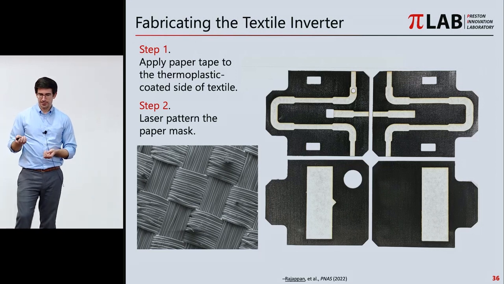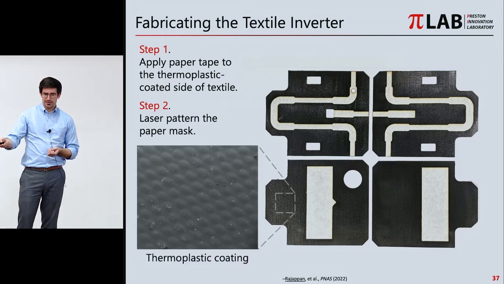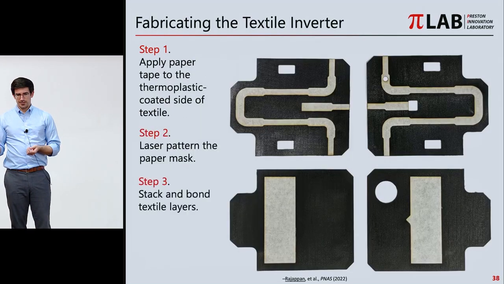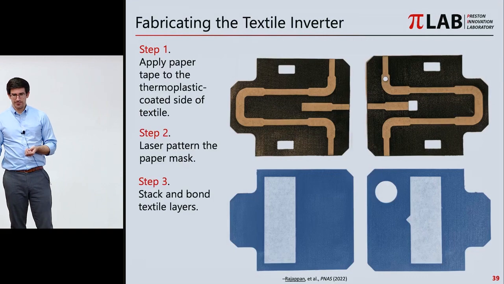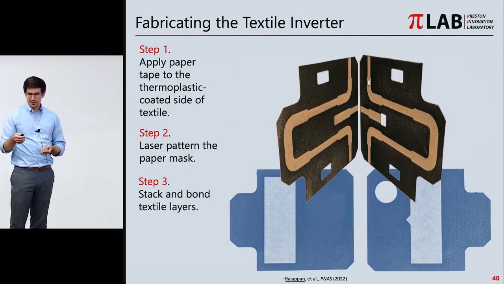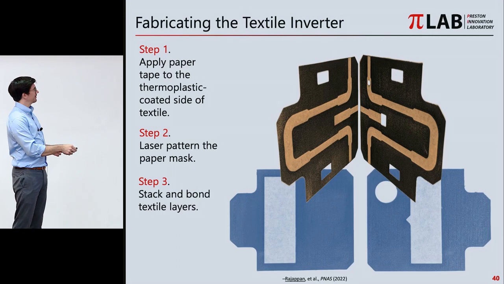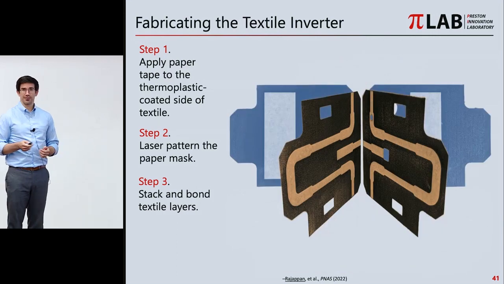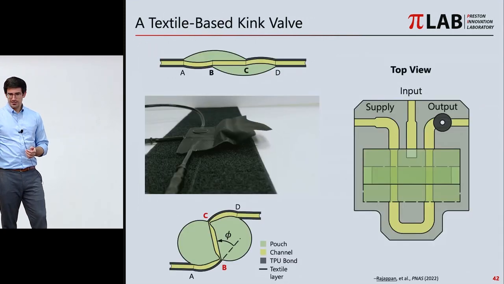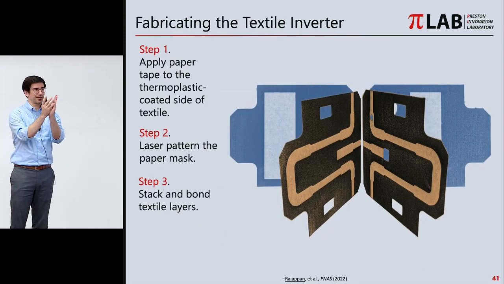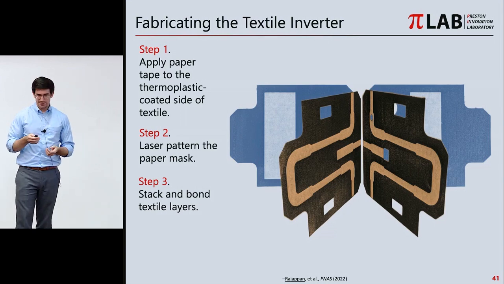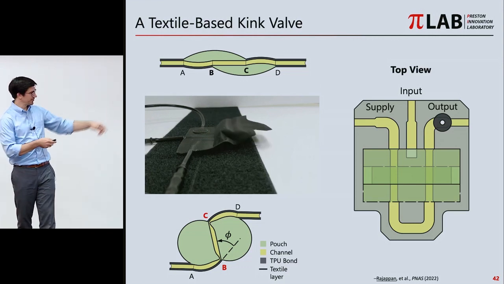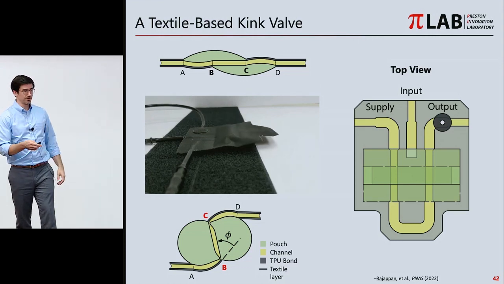And then if we look at the material itself, we have a thermoplastic coating that causes the adhesion. And then we'll take these and we'll stack and bond them. I've color-coded them for clarity here: we can envision folding the two layers together that are going to define this flow channel, and then placing them in between the outer layers that are going to define those offset pouches, and take the whole thing and basically close it like a book and apply heat and pressure, and it will bond together and give us the device that we want. Again, that looks like this. And so we form these nice kinks at those locations, C and B, that prevent flow from occurring.